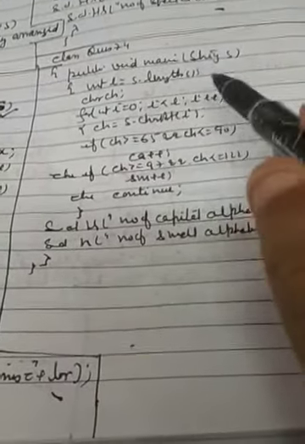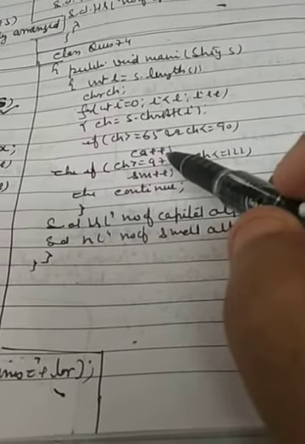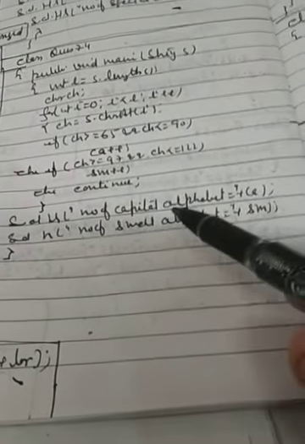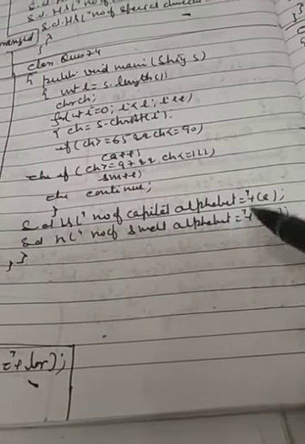So in the whole string which you have entered, CA will find out the number of capital alphabets and SM will find out the number of small alphabets, and you will finally print the number of capital alphabets CA and the number of small alphabets SM.